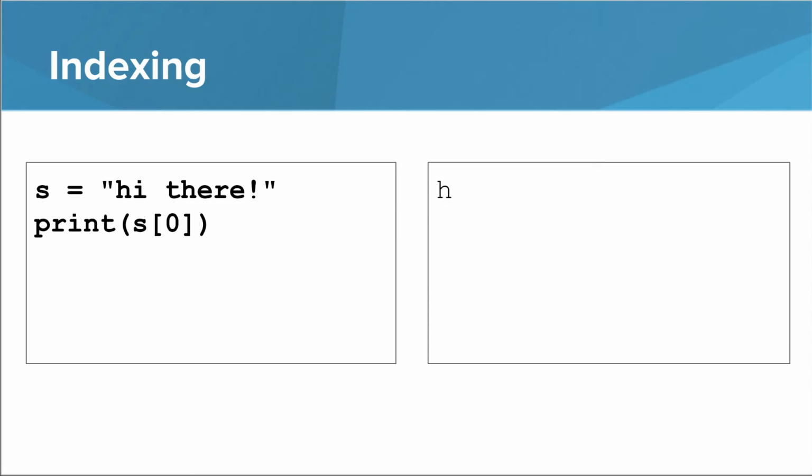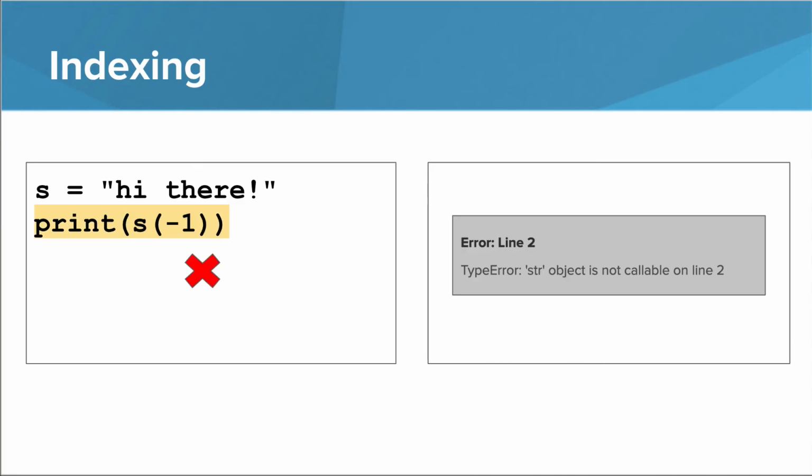In this example, we're printing the 0th character. We can also print the 2nd character, which doesn't show up because it's a space. And we can print the negative 1st character, which is the last character. Now, when you index into a string to get a particular character, you have to remember to use square brackets, not parentheses. Using parentheses will cause an error.